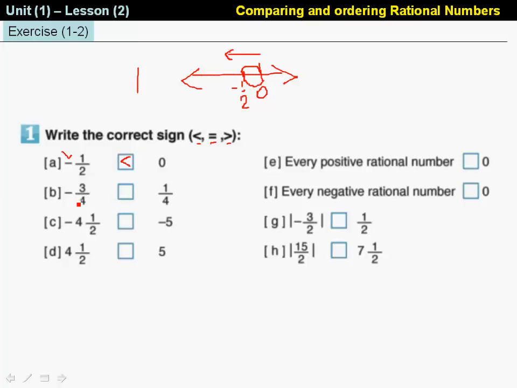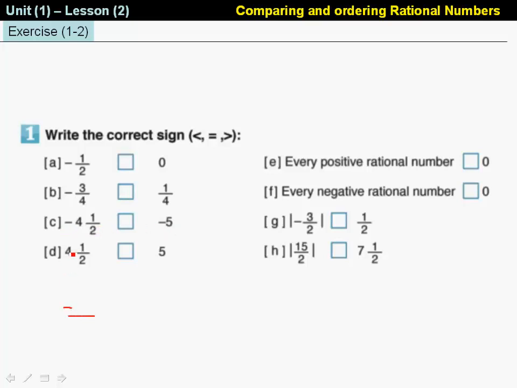Number B. Be careful. You must have the same denominator in order to compare between the two rational numbers. 3 has a minus sign, 1 has a positive, so this will be less than. Number C. Make both rational numbers in the form of A over B.